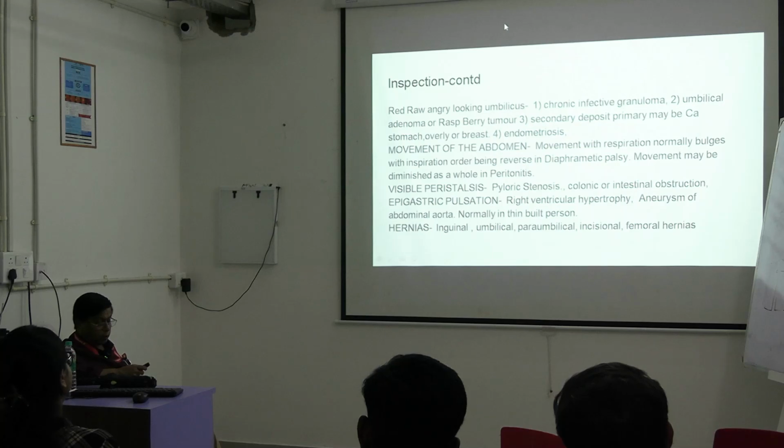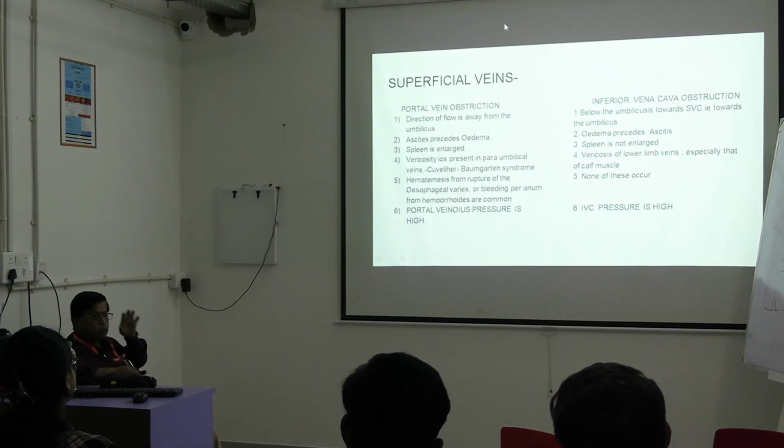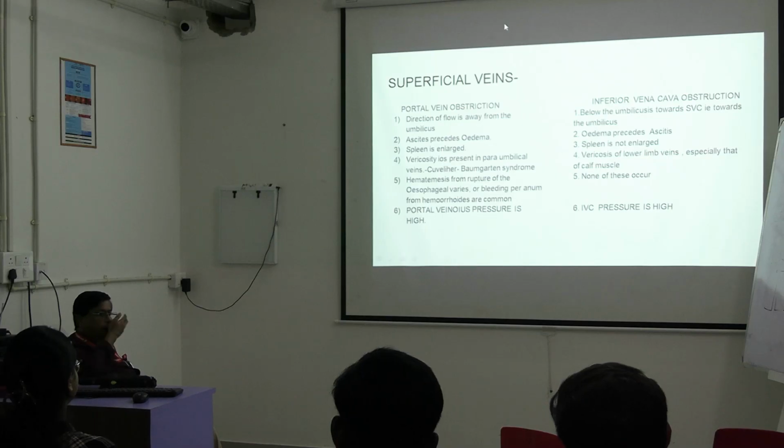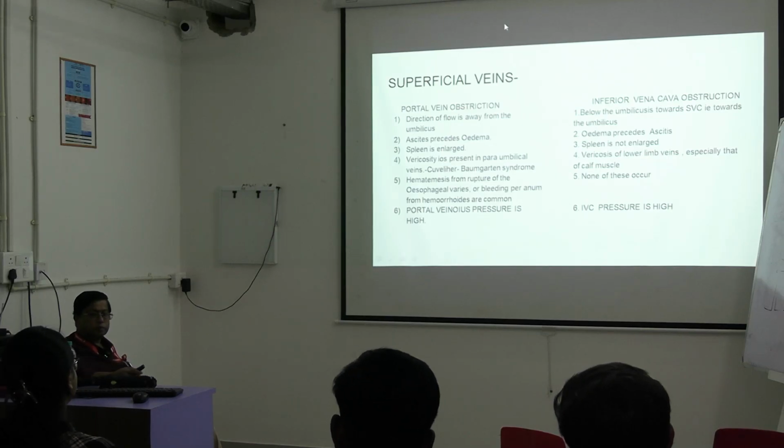Now we are going to our next slide. Now look for superficial veins. Very important. We have already discussed the paraumbilical veins. Why are they increased, why are they distended? Because of portosystemic anastomosis. Normally it is not seen, but when portal venous pressure is increased and there is increased portosystemic flow, then the veins are distended and we can see them.